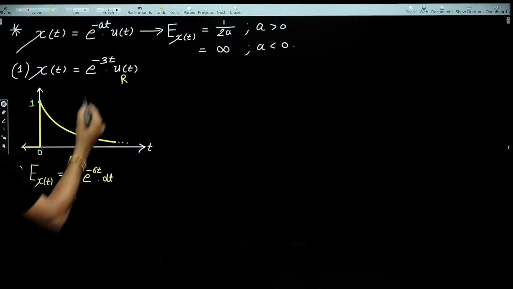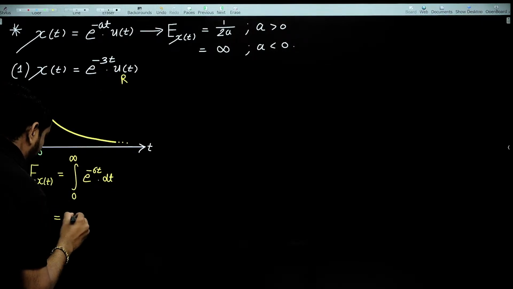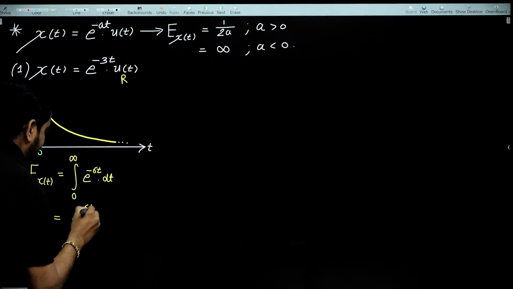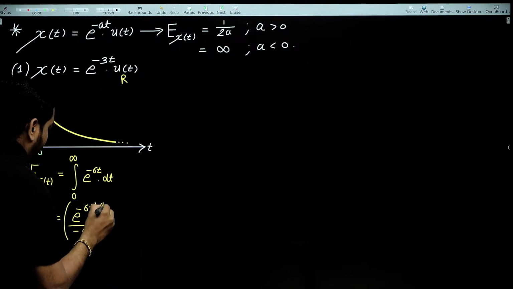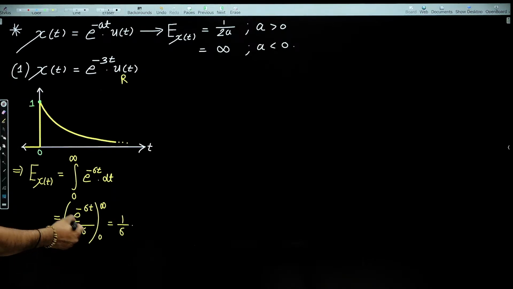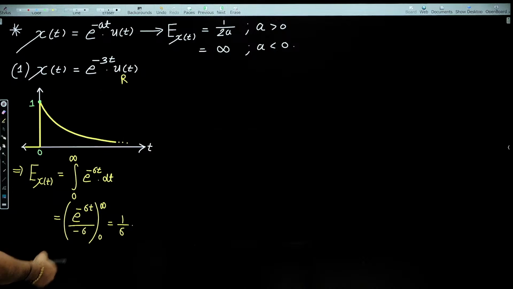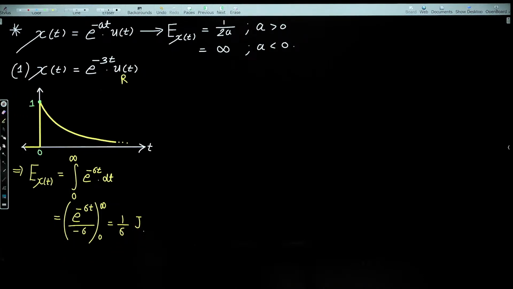Because of u of t, the limits are 0 to infinite, and the square of this signal is e to the power minus 6t. So here e to the power minus 6t divided by minus 6, from 0 to infinite. You can check: 0 minus e to the power minus infinite divided by minus 6, so the answer will be 1 by 6. You can write the unit joule, as the unit of energy is joule.